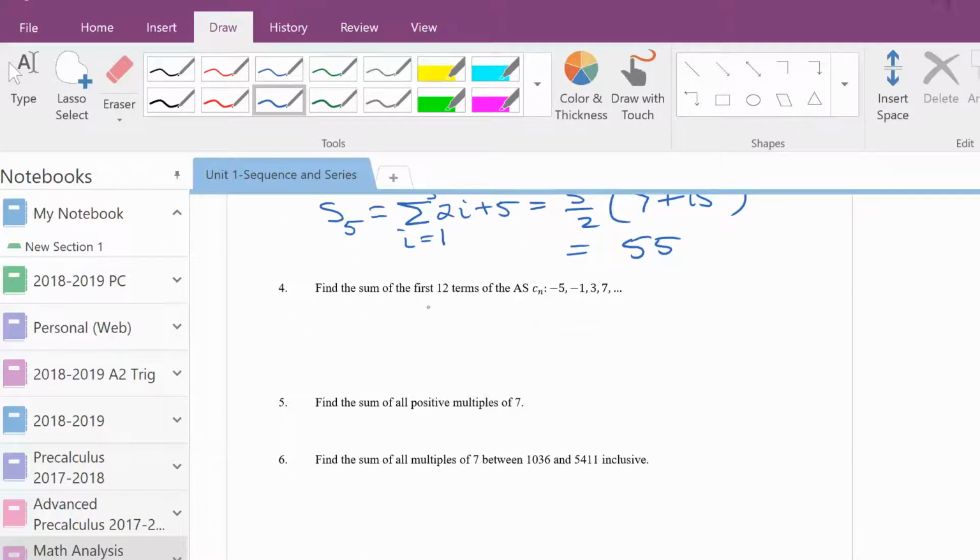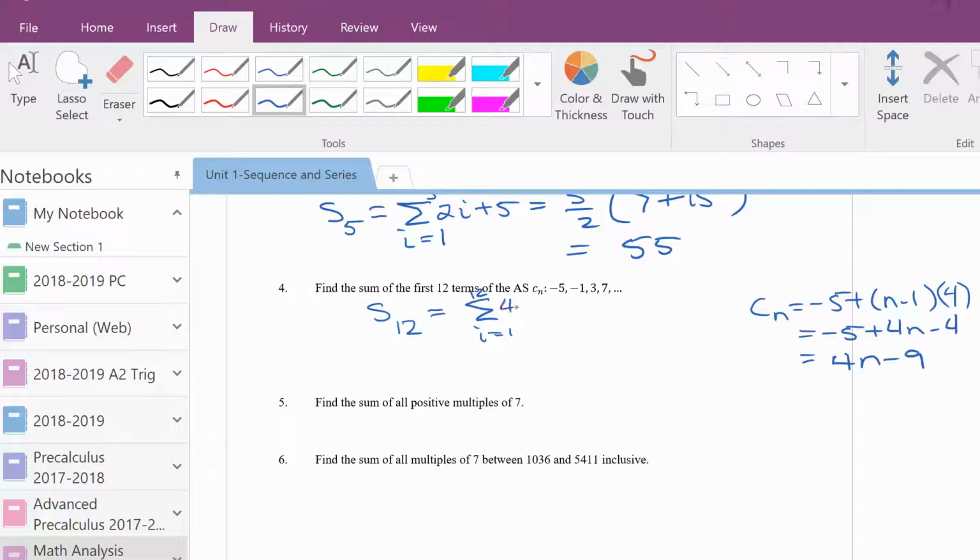It says find the sum of the first 12 terms of this arithmetic series. Now in order to find the sum of these 12 terms, we need the explicit definition. So we know the first term is -5. We know n minus 1. And we know the difference is 4. So we have -5 plus 4n minus 4. So it's equal to 4n minus 9. So that is our explicit definition.